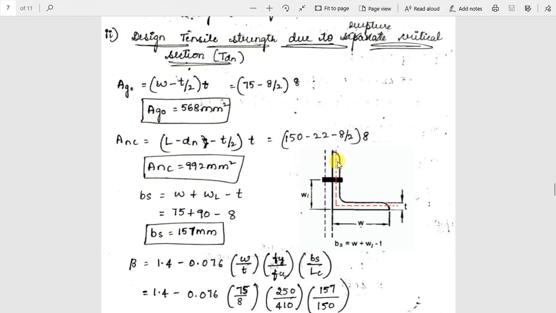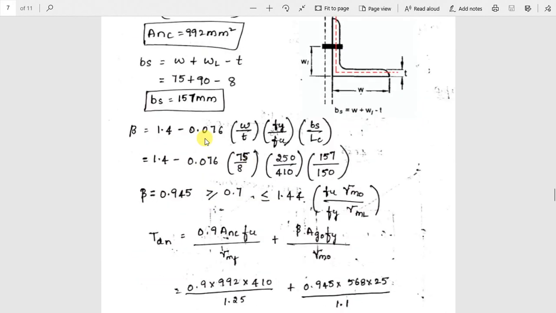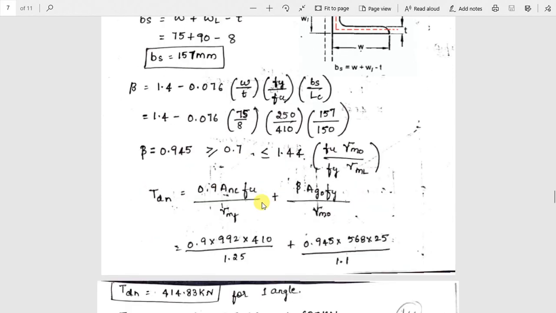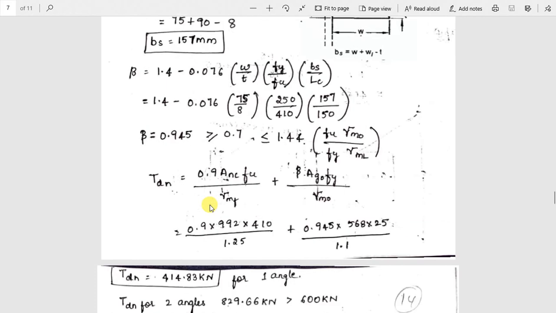So the length from this particular point till here is given by this term here, L. The total length is 150 minus the diameter of bolt hole, 22, minus half of thickness, 8 by 2, into thickness 8. So Anc will be 992 mm square. Similarly, the shear lag width, w plus wl minus t, will be 157 mm. If you substitute all these values, beta will be 0.945, it satisfies these two conditions. So Tdn will be 414.83 kN. So this particular point should be remembered. This is very important.